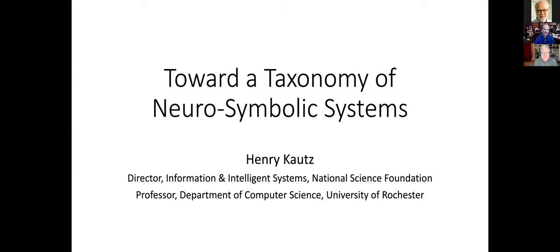And today we have two distinguished speakers, Henry Kautz and Amit Sheth, and both of them are fellows of the AAAI, AAAS, and ACM. This is pretty distinguished honors. And Henry is with the National Science Foundation now, is the director of the IIS division, Intelligent Information Systems Division, I believe, under the CISE Directorate at National Science Foundation. And he's also a professor of the Department of Computer Science at University of Rochester. Amit Sheth is a chaired professor at University of South Carolina. Prior to that, he was at Wright State University.